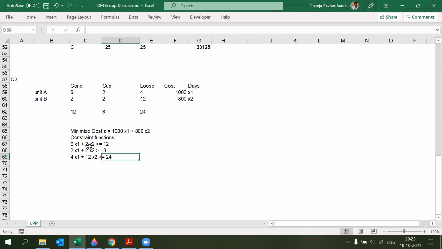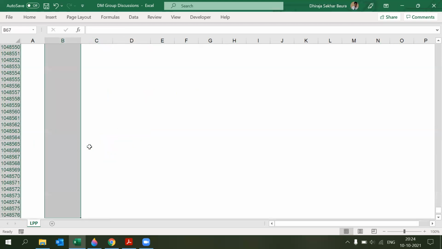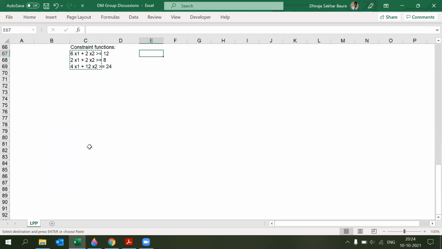We need to draw the diagram. Yes. So the next step would be to draw the diagram. In order to draw the diagram, you need the coordinates. In order to have the coordinates, you have to have linear equations in place of those constraint functions. So how to convert the constraint functions to linear equations? Replace the greater than equal to by equal to. Exactly. So just remove the greater than equal to or less than equal to from every place. And it becomes equal to now.